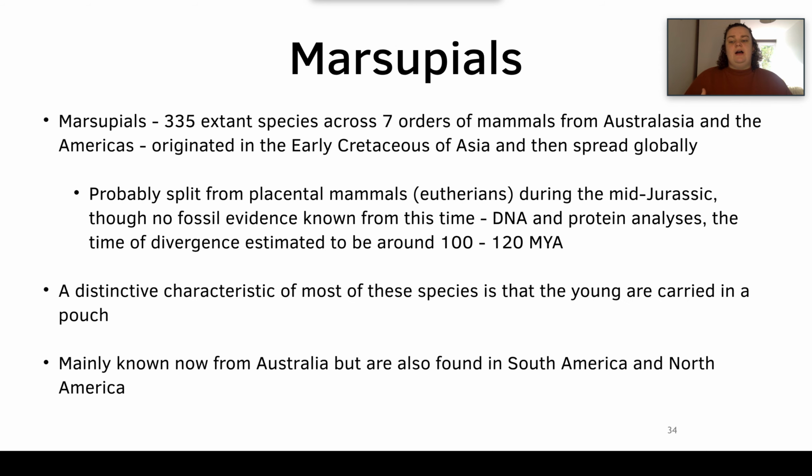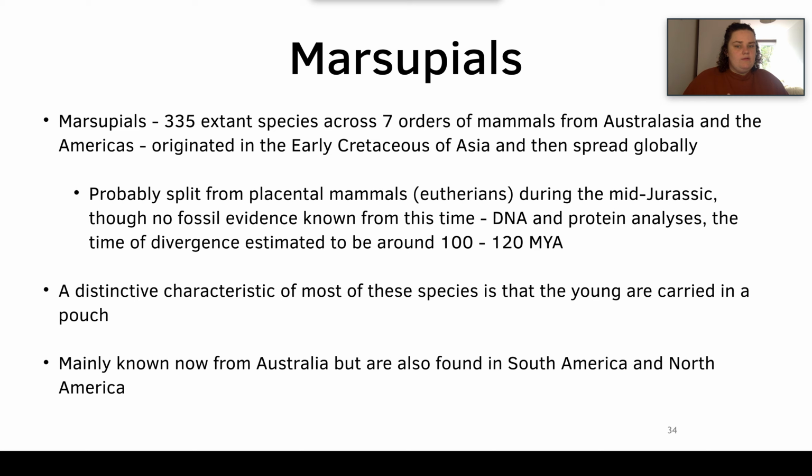So, marsupials, there are around 335 extant species across 7 orders from Australasia and the Americas. And it's thought that they originated in the early Cretaceous of Asia and then spread globally. And it's thought that they split from placental mammals during the mid-Jurassic. No, from Eutherians during the mid-Triassic. However, there's no fossil data that's been found. However, DNA and protein analysis found that the time of divergence has been estimated to be 100 to 120 million years ago.